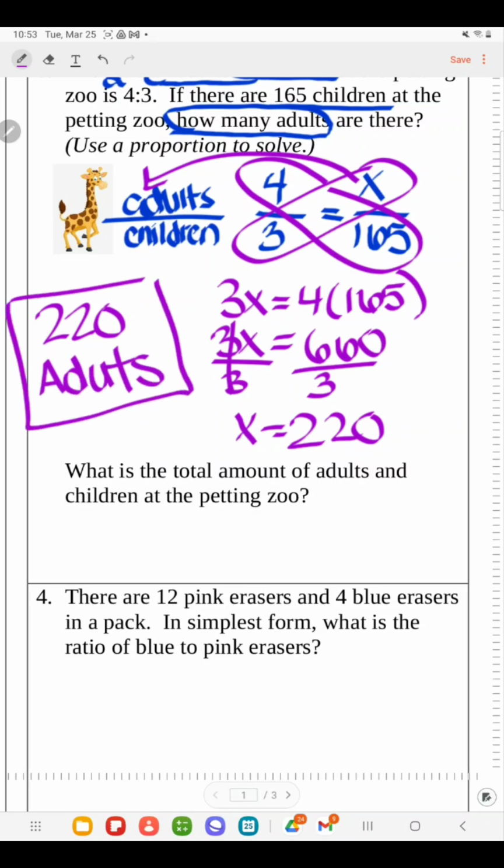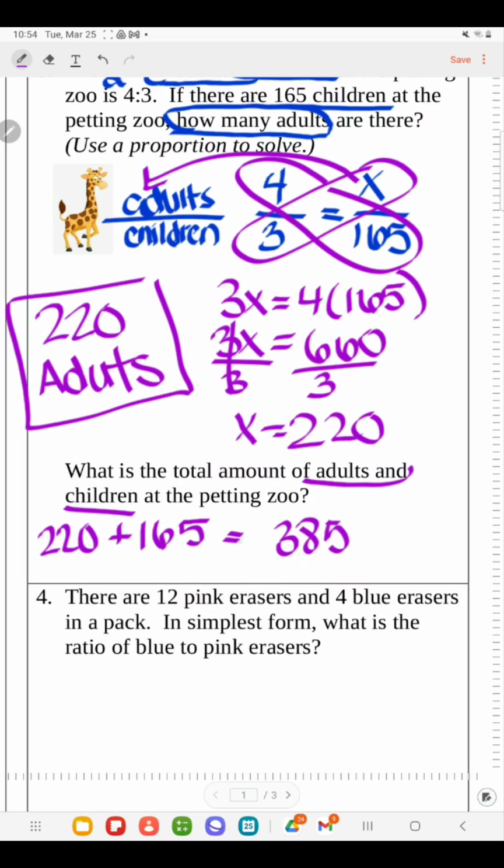And then underneath that, it wants to know the total amount of adults and children at the petting zoo. So we're going to take the 220 and add it to the 165, and that gets us 385 adults and children.